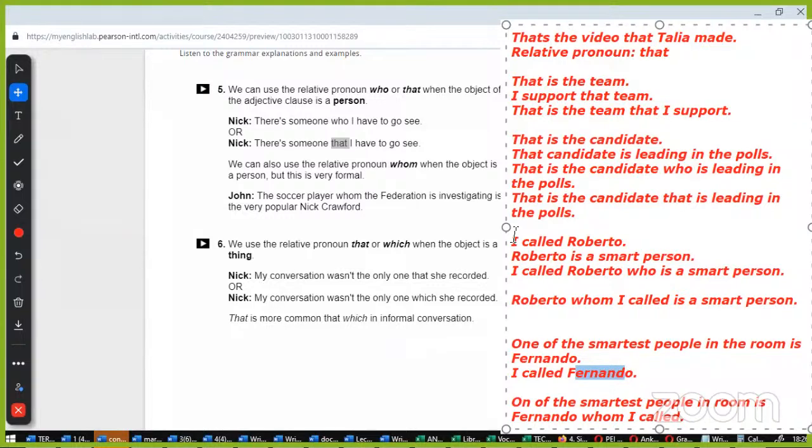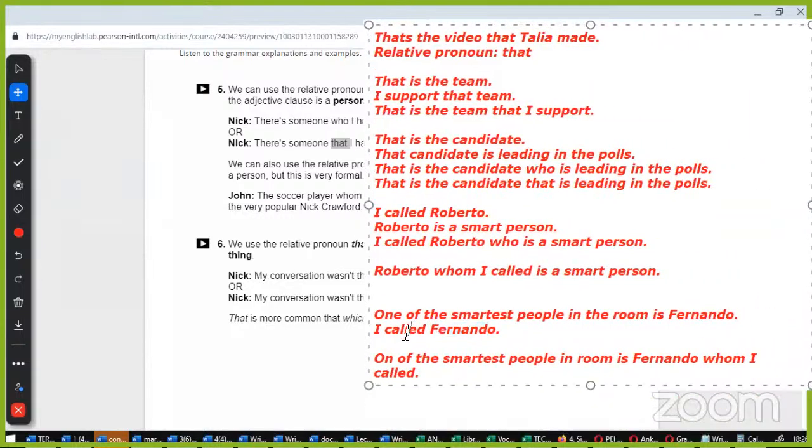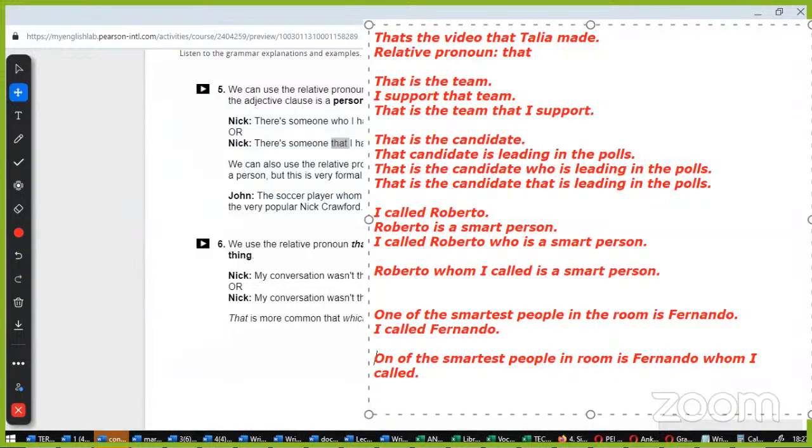So this is the object of the verb called. It's not the subject. The subject is I. The verb is called, and Fernando is the object. It's not the subject. The subject is I. Okay, mister. Let's do another one so that you understand.